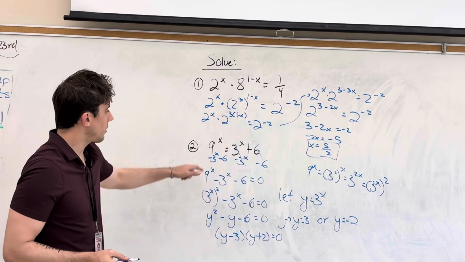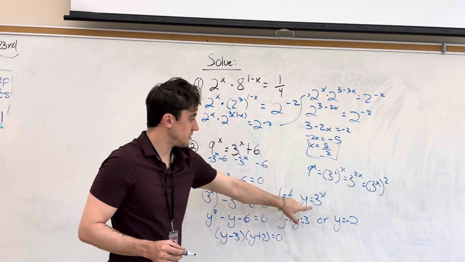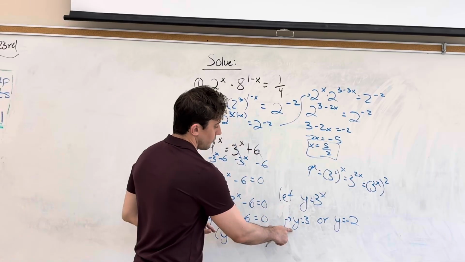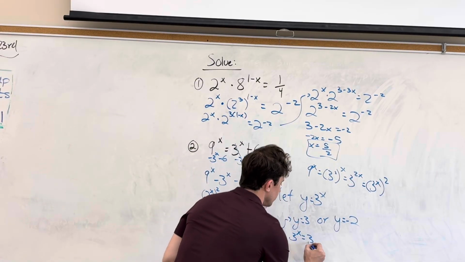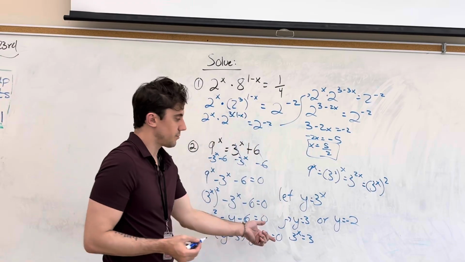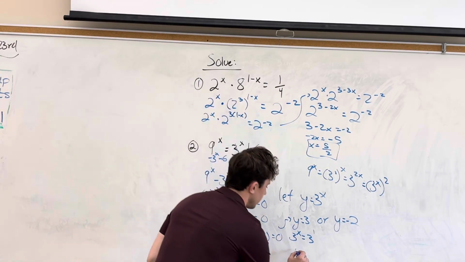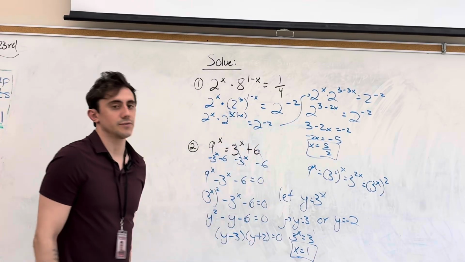But we're not done. Our equation started in the unknown variable x, and so we should go back to that. We should de-substitute. And so if y is equal to 3, then 3 to the x is equal to 3. And if 3 to the x is equal to 3, 3 is the same as 3 to the 1. And so that means that our solution in x is that x be equal to positive 1.